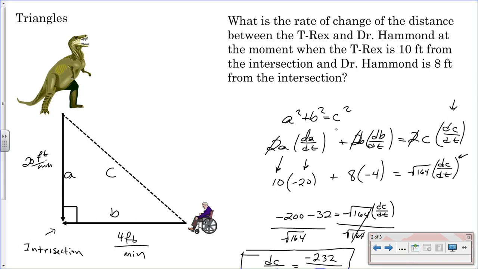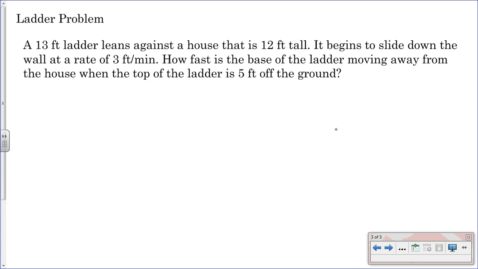Okay, let's look at another triangle problem real quick. It says a 13-foot ladder leans against a house that is 12 feet tall. It begins to slide down the wall at a rate of 3 feet per minute. How fast is the base of the ladder moving away from the house when the top of the ladder is 5 feet off the ground? Now I do have to say, hopefully if you are on this ladder, you can descend the ladder faster than 3 feet per minute.